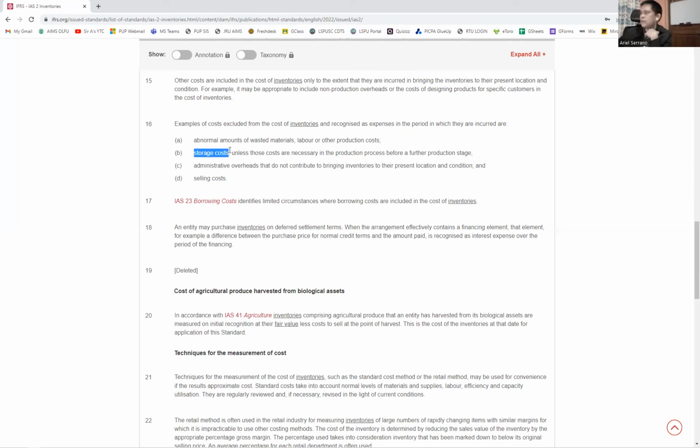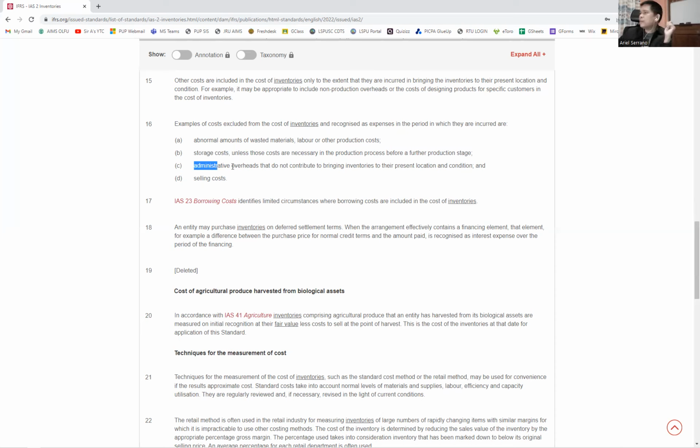Ayan, storage cost. Unless yung mga cost na yon are necessary in the production process before a further production stage. Please take note, if that is necessary in the production process, then storage cost will be inventoriable. Otherwise, it is not. Okay, so storage cost in general are excluded. Pero kung may term tayo dyan na sinasabi, the storage cost is necessary in the production, inventoriable yan.